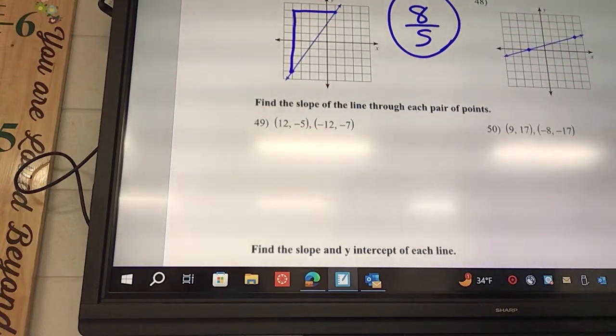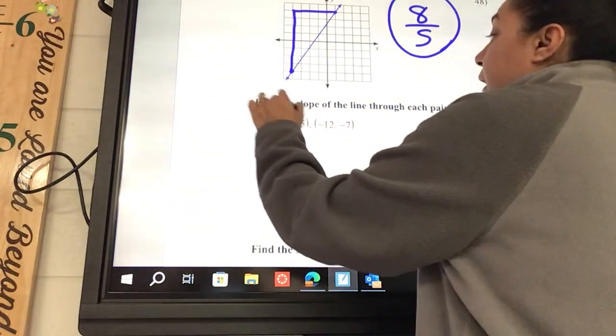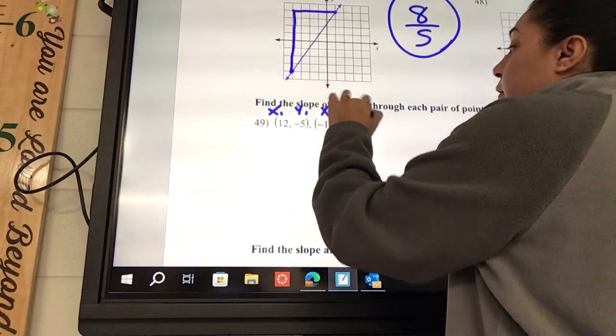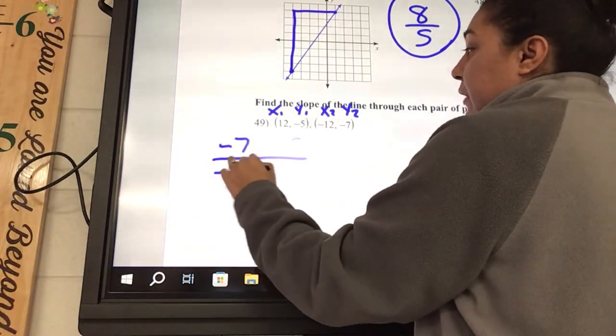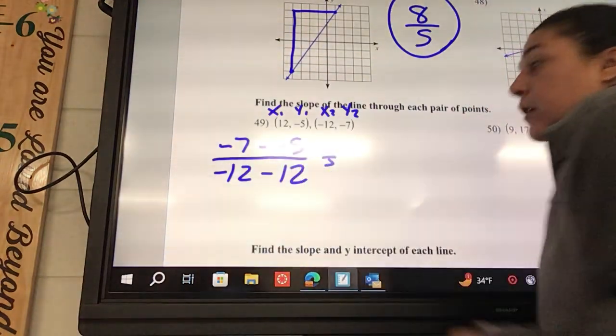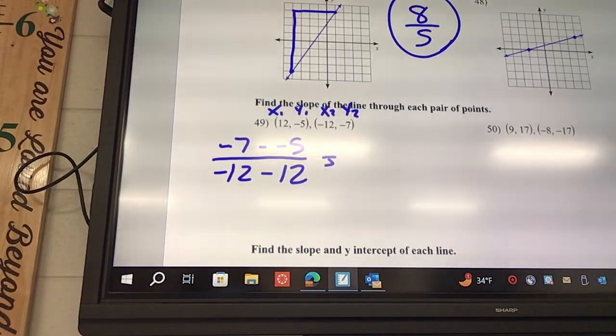Okay, find the slope of the line through each pair of points. The formula, and I'm not going to write it down, is y2 minus y1 over x2 minus x1. So I have x1, y1, x2, y2. It's going to be -7 minus -5 over x2, which is -12 minus 12. You check that in your calculator and see what you get. We'll do it faster than I can. -2 over -24. Use your calculator.